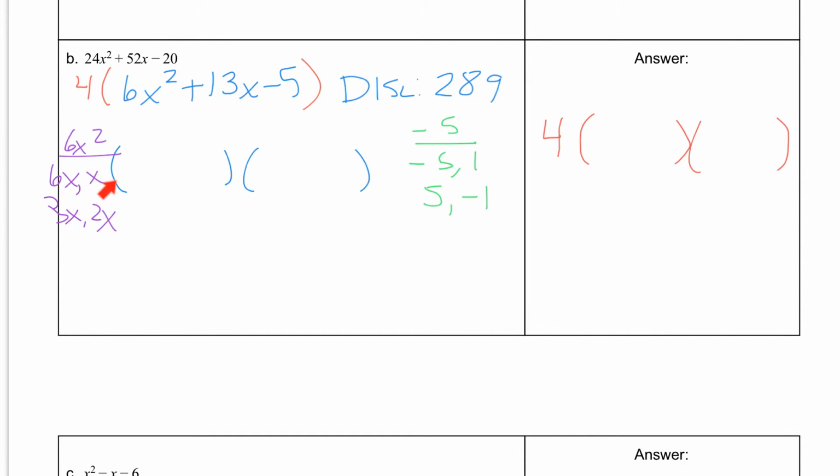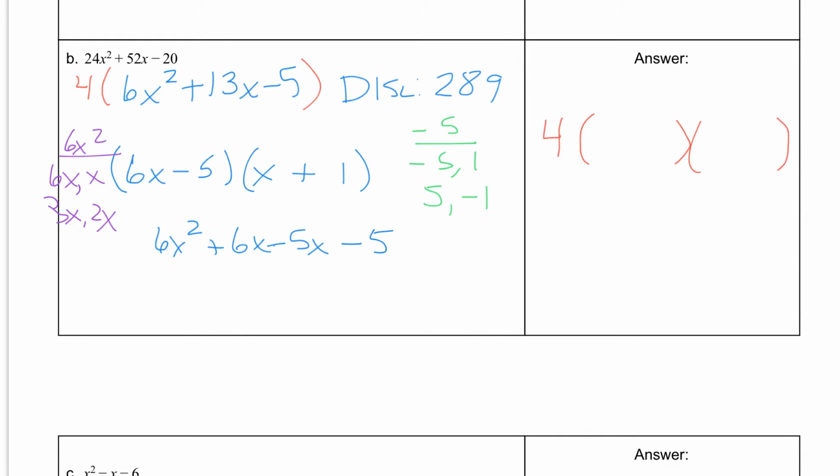So let's say we chose 6x and x, and we're going to put those in. So we're going to say this is 6x and this is x. Then what we need to do is we need to try out all the different combinations that we have here. So if we look at the first one, negative 5 and 1, we can put the negative 5 in here and the positive 1 in here. And then we have to go through that check. So we're going to take 6x times x, which is 6x squared. Then we're going to take 6x times 1, which is 6x. Negative 5 times x is negative 5x. And negative 5 times 1 is negative 5.